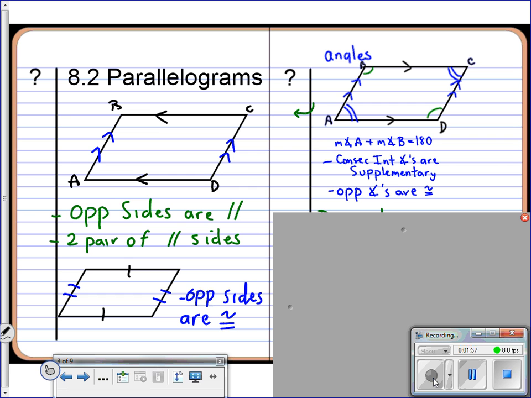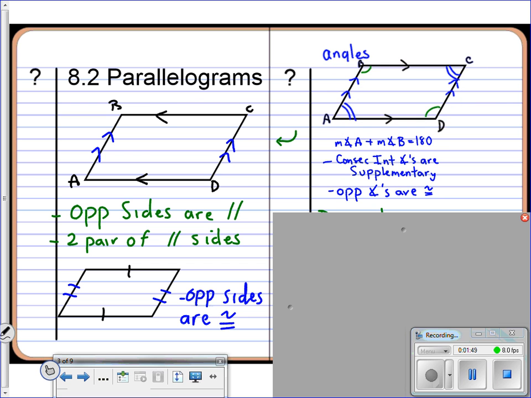Now, some of the things that come at us from a parallelogram is that some things happen with the angles that are not true for every quadrilateral. If it's a parallelogram, what we find out is that the opposite angles are congruent. That's one of the characteristics of a parallelogram. As you can see, these two angles are opposite and they are also congruent.